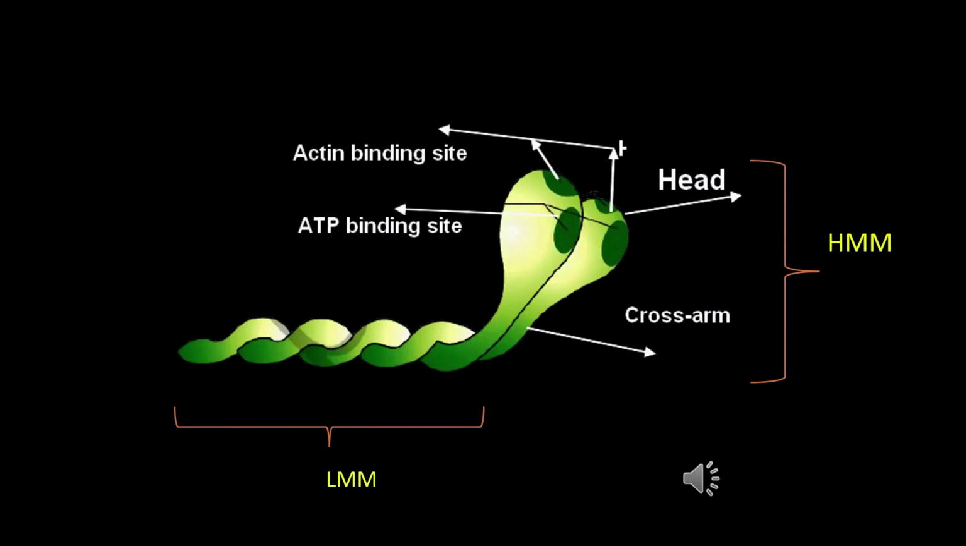This is the diagrammatic representation of myosin filament. The head, showing the ATP site, actin binding site and short arm, together form the heavy meromyosin. The tail forms the light meromyosin.